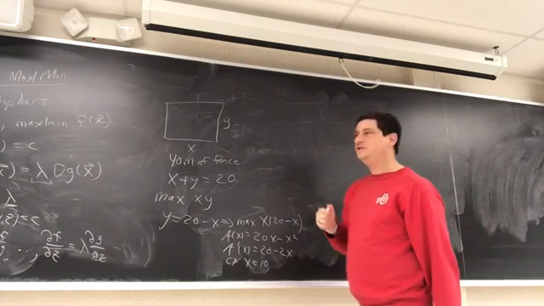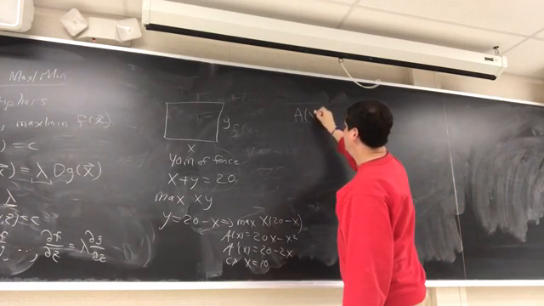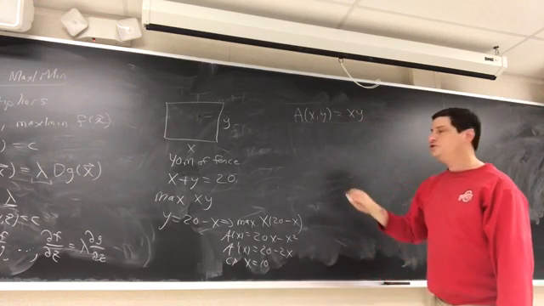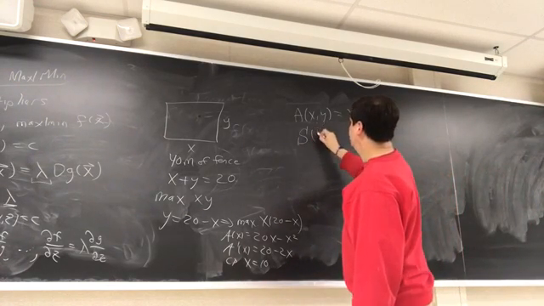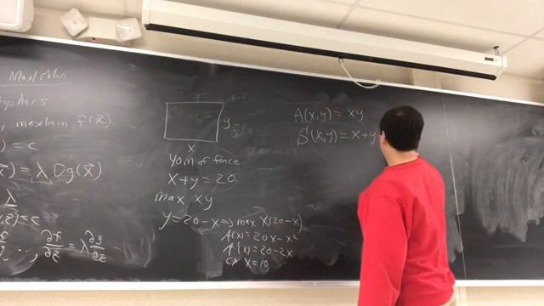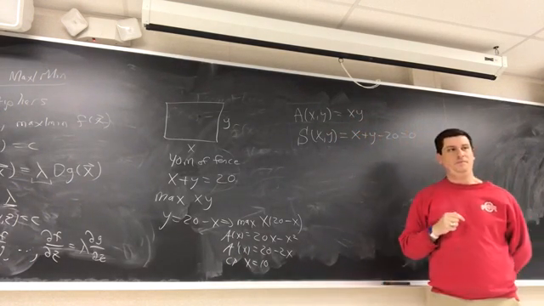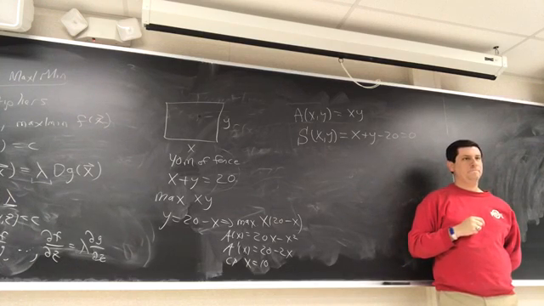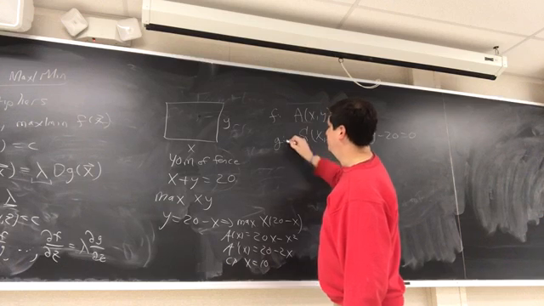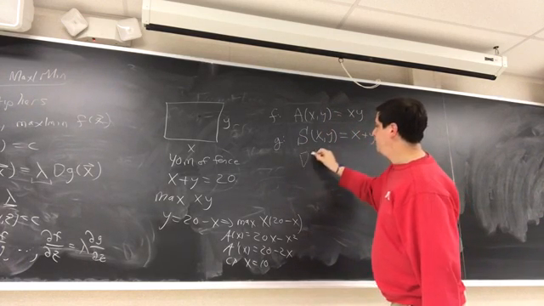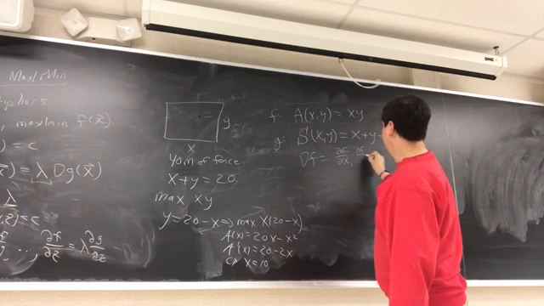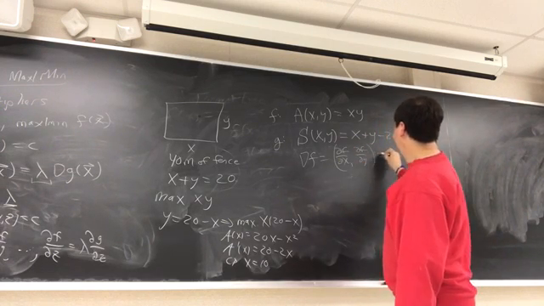Let's try to do this using multivariable calculus. So our function a of x y is the area, which is just x times y. And our constraint is the semi-perimeter: s of x y is x plus y minus 20 equals 0. So this is basically our f, this is basically our g. What is the gradient of f? This is df dx, df dy. So what's df dx?